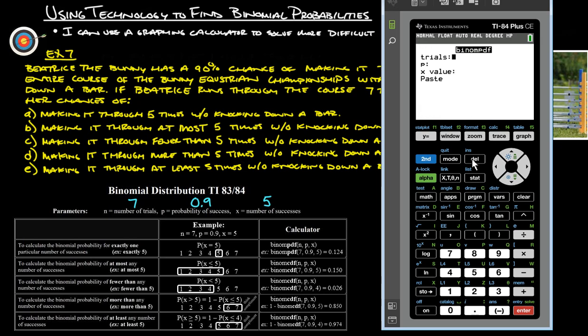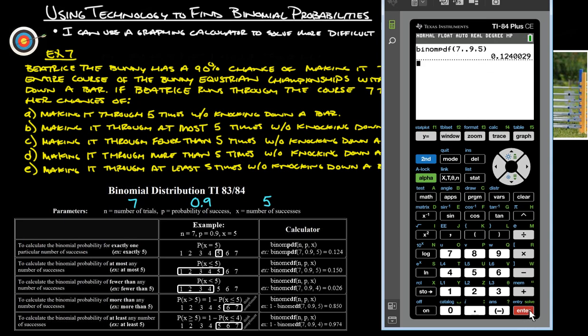It asks us number of trials. Our trials here is 7. The P, the probability of success, is 0.9. Our X value, what we're looking for, the number of successes, would be 5. Then it's going to paste it into this formula here. Binomial PDF, again, 7 is the number of trials, 0.9 is the probability of success, and 5 is the number of successes. They're all separated by commas.